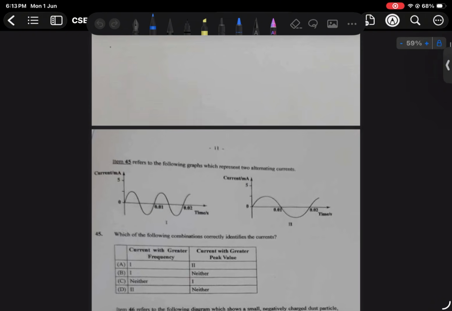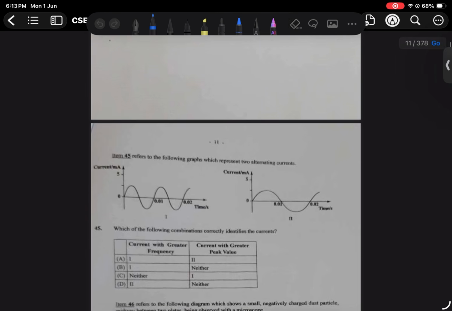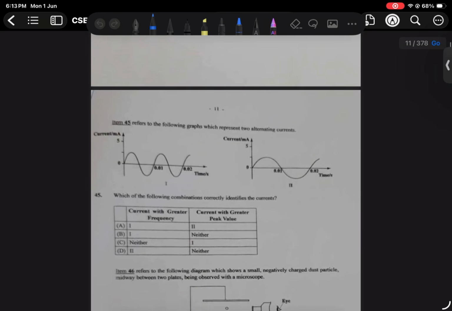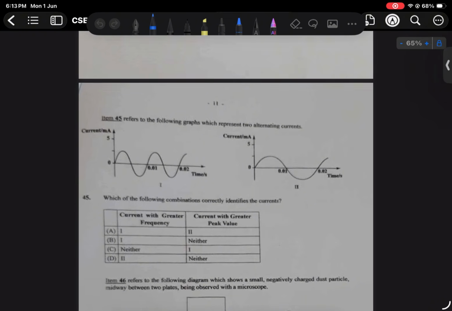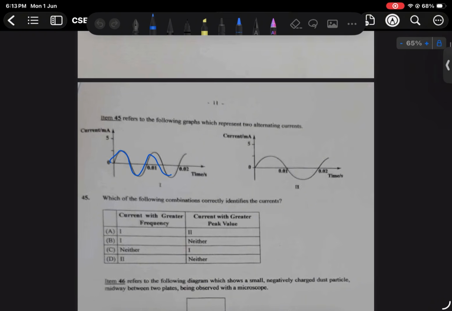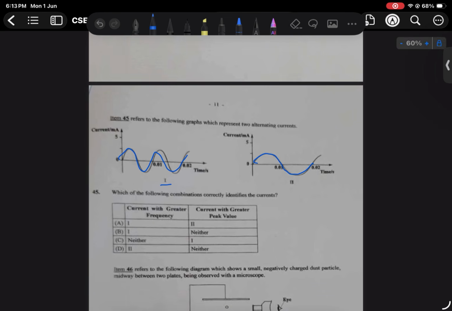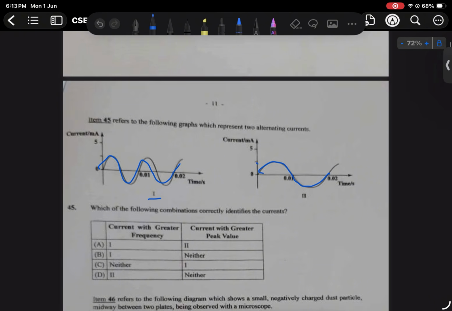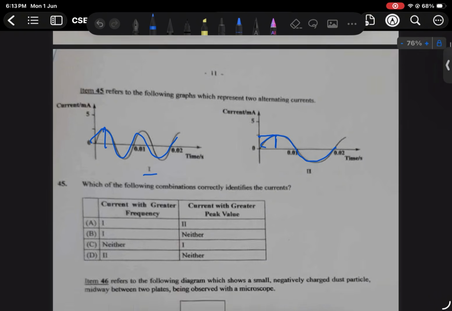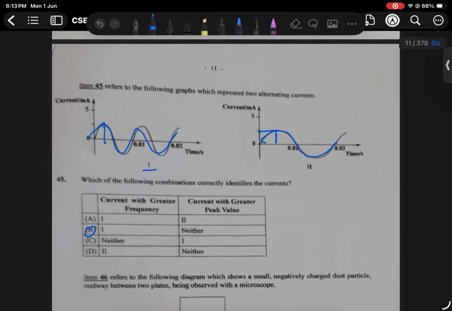Item 44 refers to the following graphs which represent 2 alternating currents. Which of the following combinations correctly identifies the current with greater frequency? The more waves there are, the greater the frequency. So there's a greater frequency in I, but let's look at amplitude now. They all have the same maximum displacement away from the equilibrium point, so neither of them have a greater peak value, but one has the greater frequency.